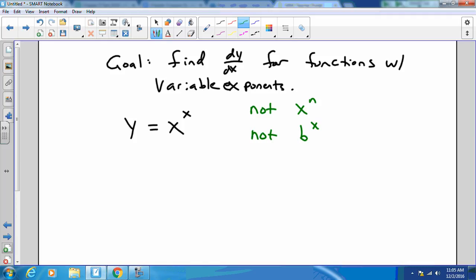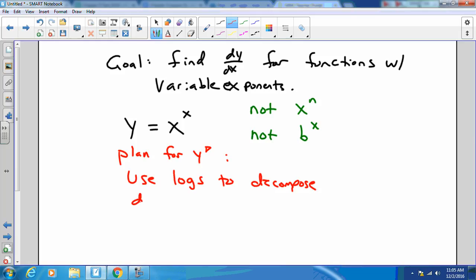Well, I could monkey around with the limit definition, but instead I'm going to do something very clever. I'm going to use logs to turn that tricky exponent into a multiplication problem. So my plan for y prime is to use logs to decompose, differentiate, and then solve.